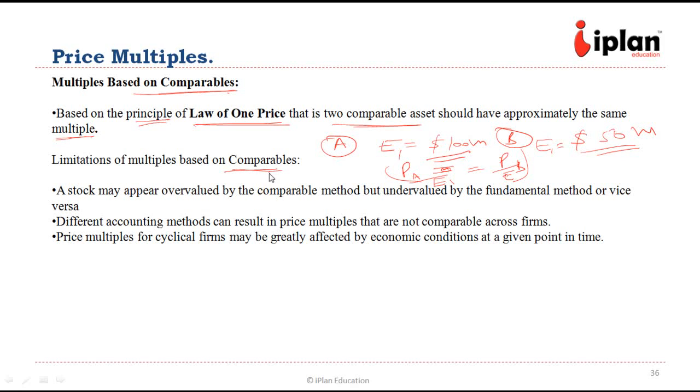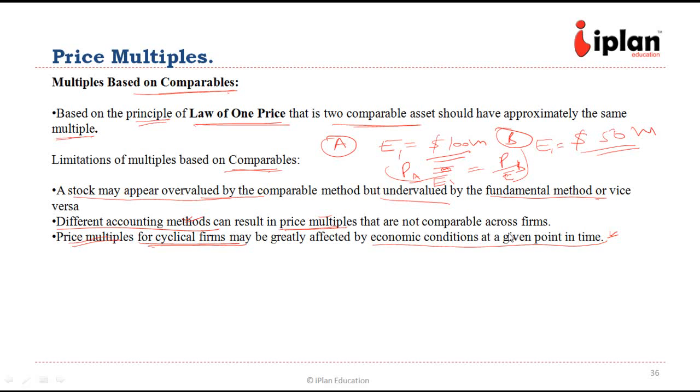Based on this model, a stock may appear overvalued, but based on the fundamental method it could be undervalued. So both methods can give us conflicting results. Also, if both companies are using different accounting methods, that may result in different price multiples. Also, the price multiples for cyclical firms are going to be dependent on the economic conditions or the stage of the business cycle at that point in time. So it might change.